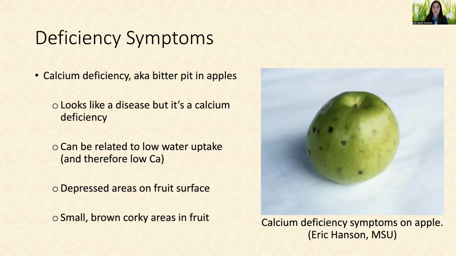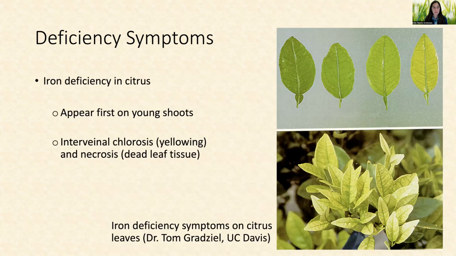So there might be plenty of calcium in the soil, but if it's not being moved from the soil up to the plant through water, sometimes that can cause deficiencies, even if your soil test tells you you've got plenty of calcium. So something to be aware of. And on the fruit here, we see depressed areas on the fruit surface, these small brown corky areas within the fruit.